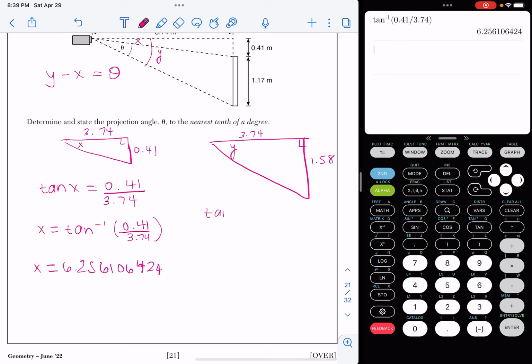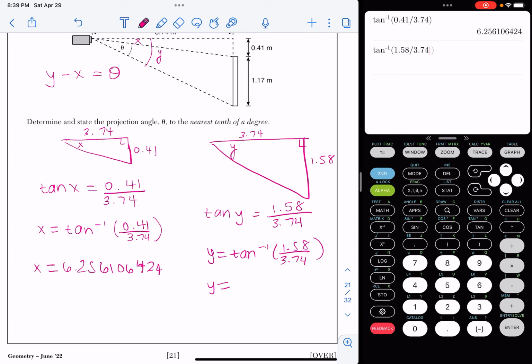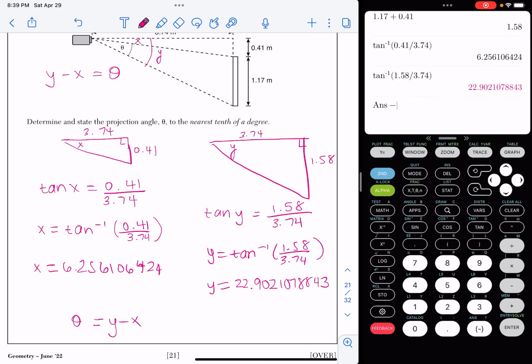All right, let's do the same exact work over on the second triangle here, except we're using y. And the length of the opposite side has now changed to 1.58. So I'm going to once again use inverse tangent and put that in my calculator. And y is 22.902 and so on.